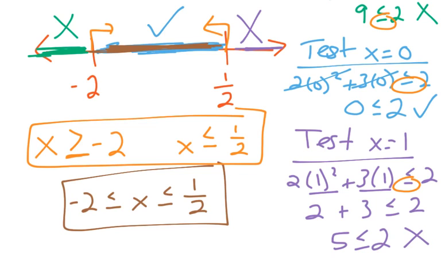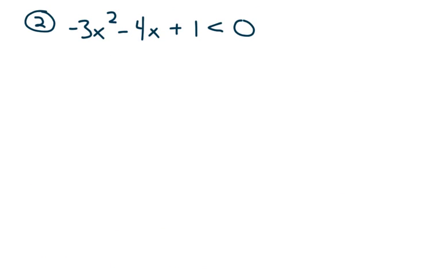Let's go ahead and try another one here. Whoops, didn't slide that up when I made the video, or the slide. Okay, so number 2, negative 3x squared plus 4x minus 4x plus 1 is less than 0. Right now we are, it's already 0, so we can go ahead, just make it equal to 0. So negative 3x squared minus 4x plus 1 equals 0.